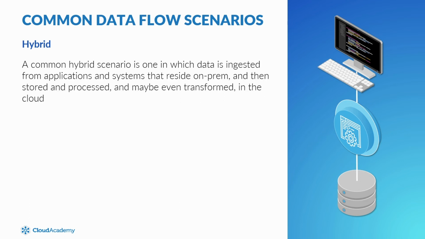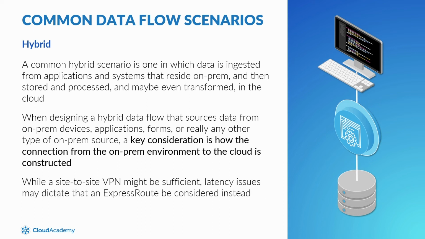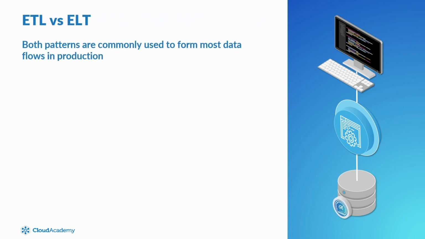A common hybrid scenario is one in which data is ingested from applications and systems that rely on-prem, and then stored and processed and maybe even transformed in the cloud. When designing a hybrid data flow that sources data from on-prem devices, application, forms, or really any other type of on-prem source, a key consideration is how the connection from the on-prem environment to the cloud is constructed. While a site-to-site VPN might be sufficient, latency issues may dictate that an express route be considered instead. Whether you use ETL or ELT, both patterns are commonly used to form most data flows in production.